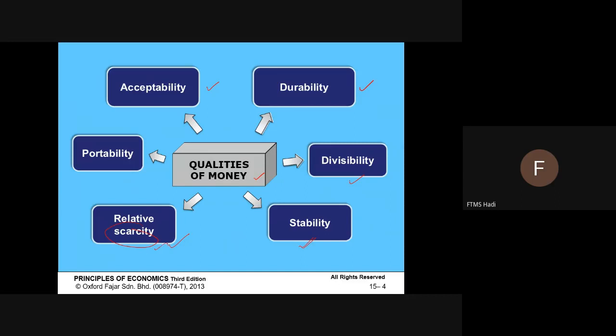And the last one, portability. That means money can be transferred somewhere, transferred to people, transferred to a bank account, which is portability.